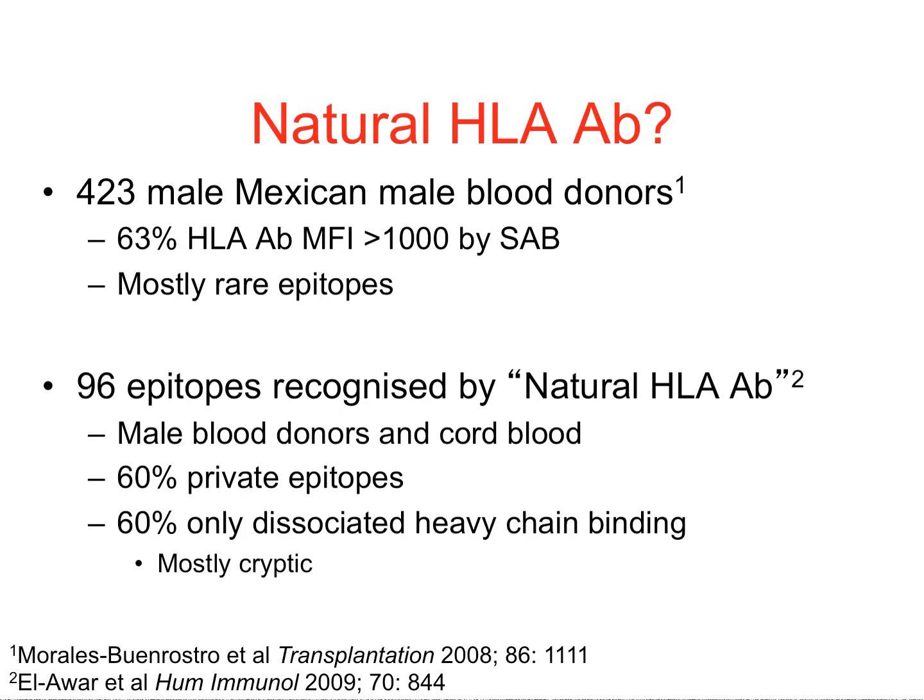I mentioned the phenomenon of false positives, so here are the data that this is derived from. The first study was in Mexican male blood donors, 63% of whom appeared to have HLA-specific antibodies, mostly to very rare epitopes. And then a further study on male donors in cord blood, where again you see these natural HLA-specific antibodies, mainly to private epitopes. And often they're cryptic epitopes that are probably clinically irrelevant. So the single antigen beads are good, but they're not perfect.